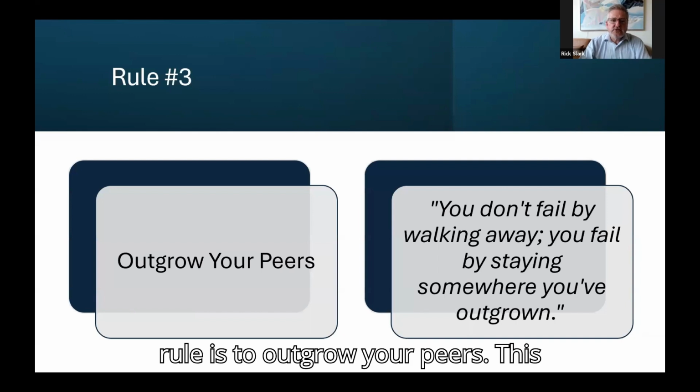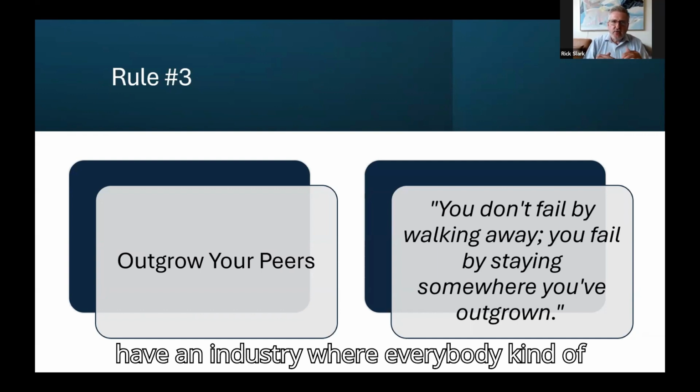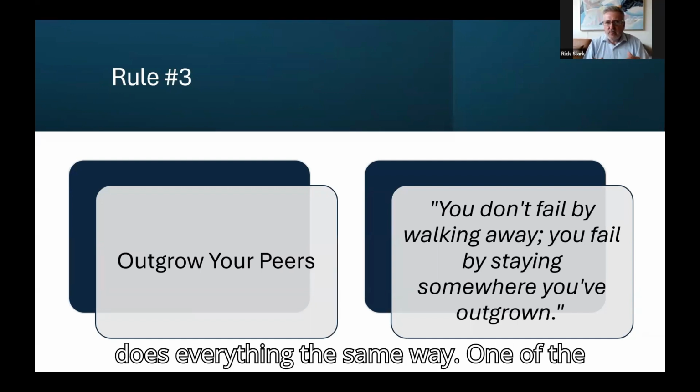The third rule is to outgrow your peers. This can be very difficult. So let's say you have an industry where everybody kind of does everything the same way.